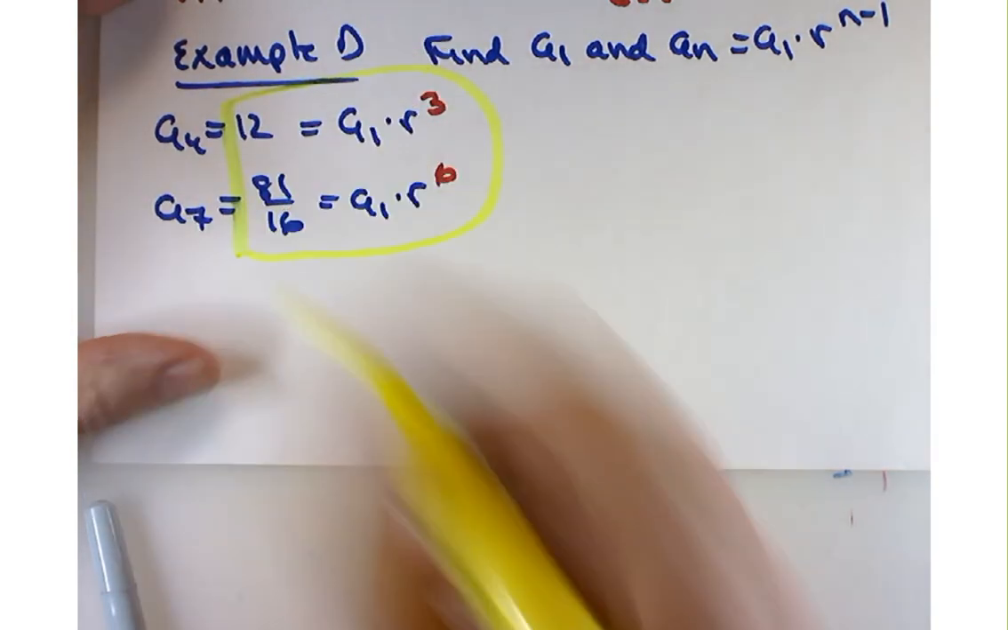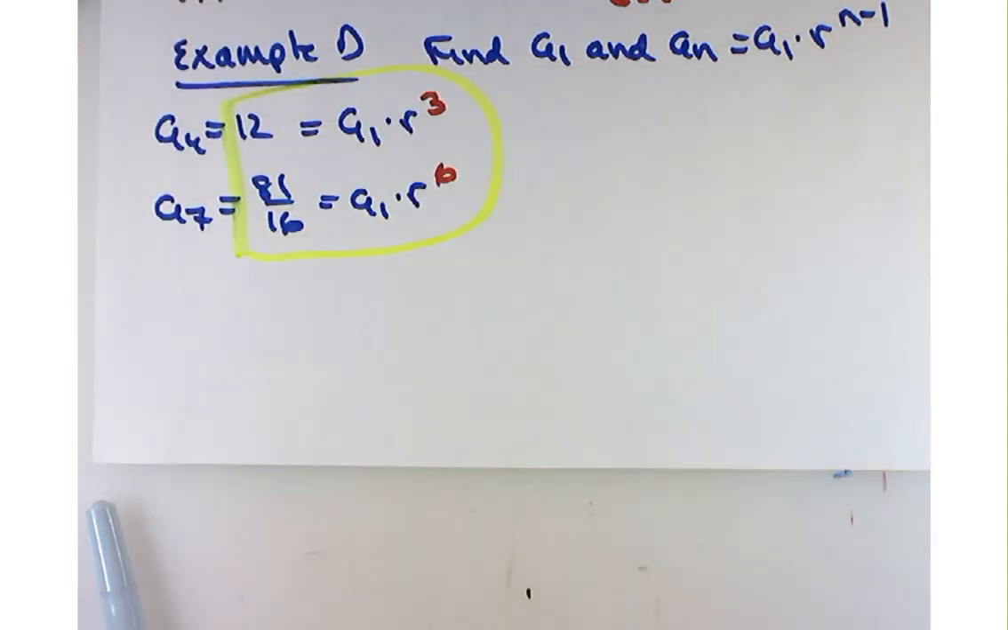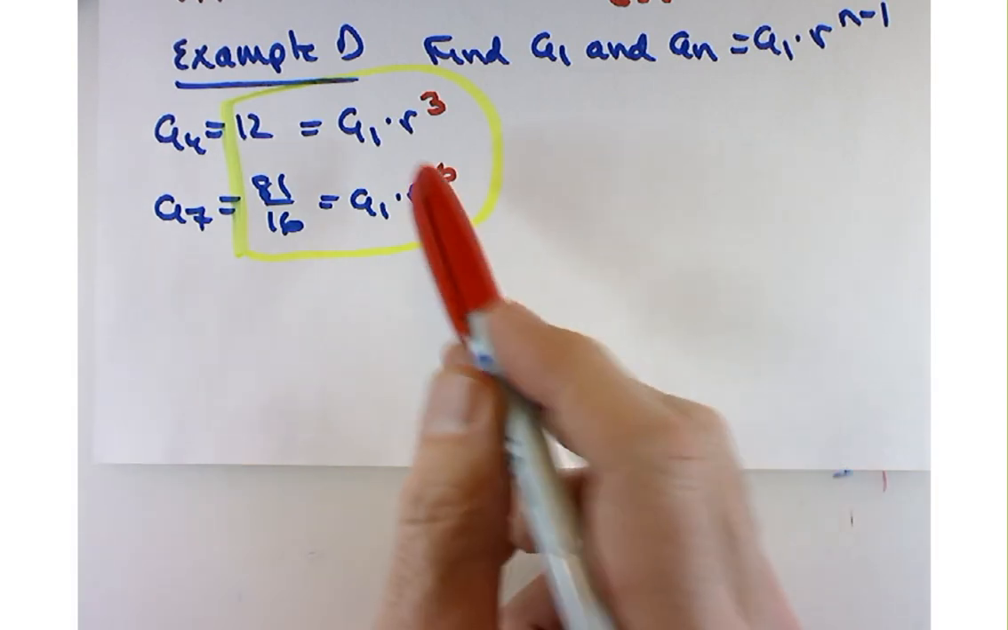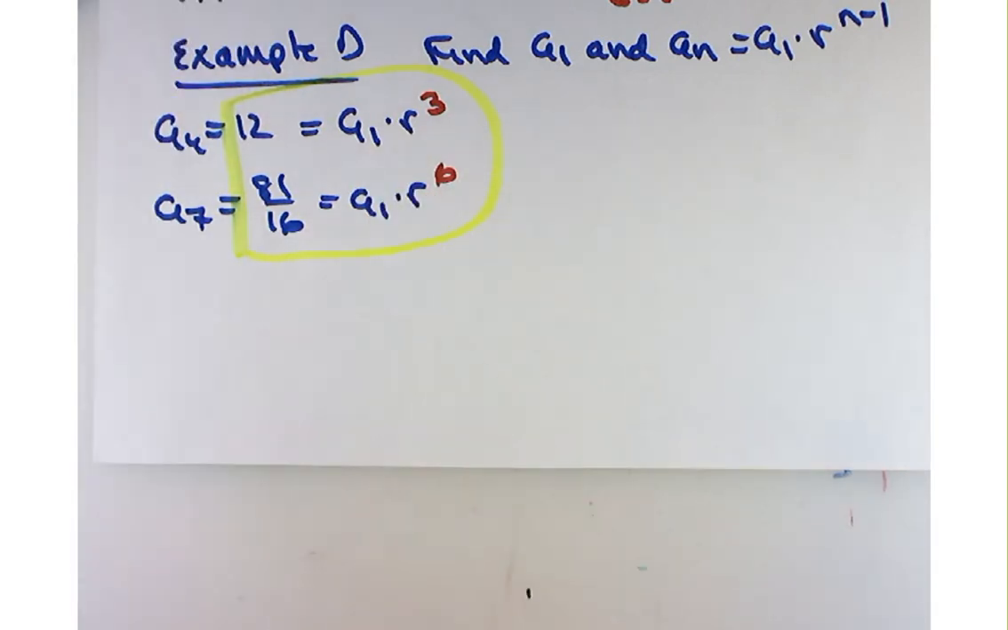Now, these aren't linear equations. I can't solve this with Gauss-Jordan elimination or Cramer's rule or something like that, but I can still solve them. If you have two unknowns and two equations, that's pretty much what you need.